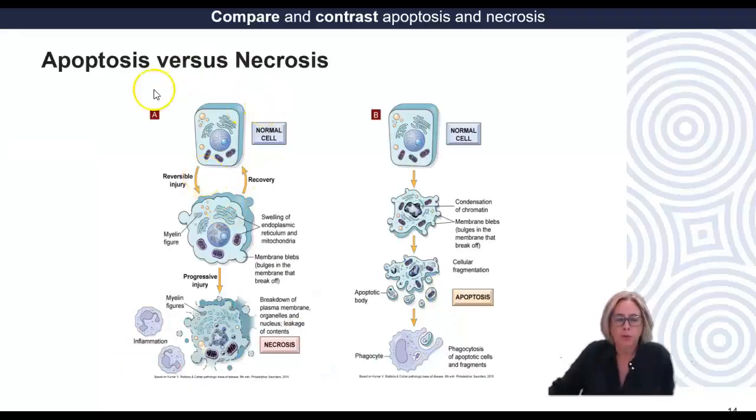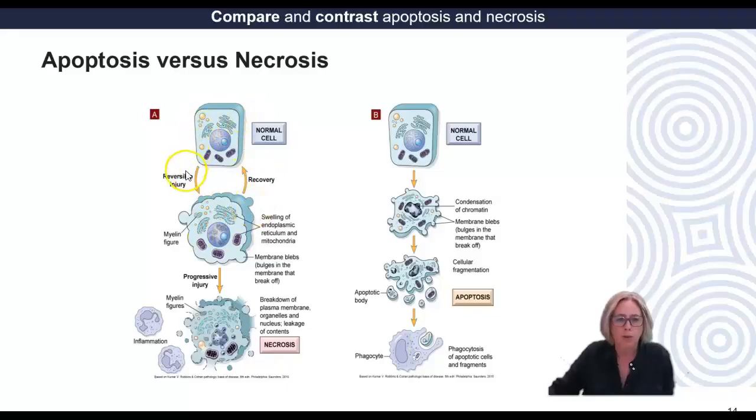So if we put both of these schematics together, you can see we've got necrosis here on the left and apoptosis here on the right. And even just to the naked eye, you can see that this process of necrosis is much messier compared to this apoptosis here. So we'll just go through this one.